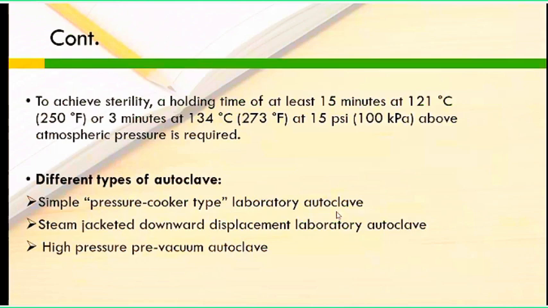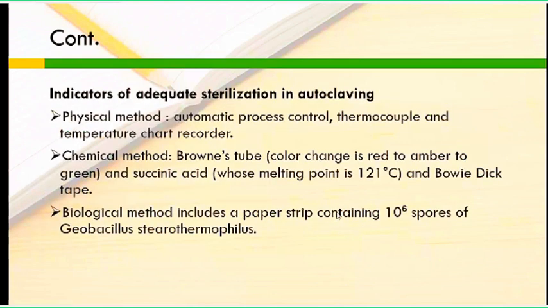So there are different types of autoclave. We have the simple or pressure cooker type laboratory autoclave. Then we have the high pressure pre-vacuum autoclave, and then we have the steam jacketed downward displacement laboratory autoclave.